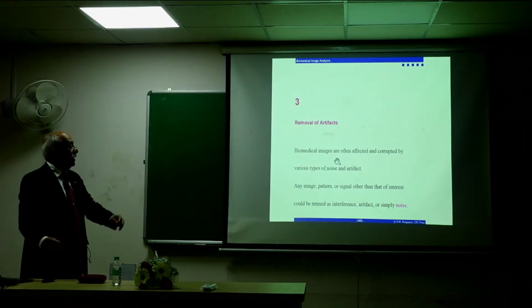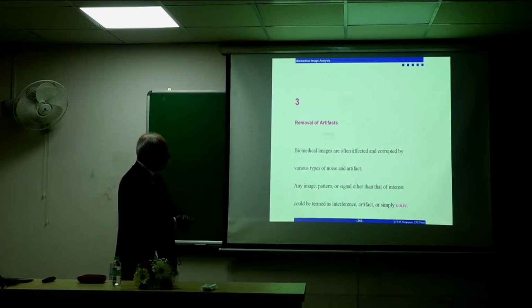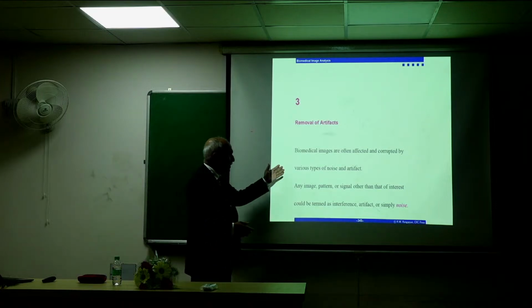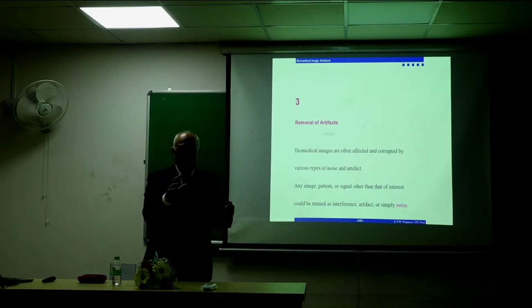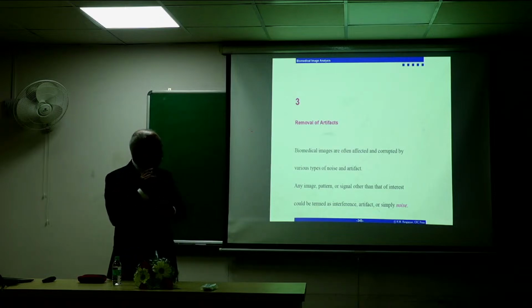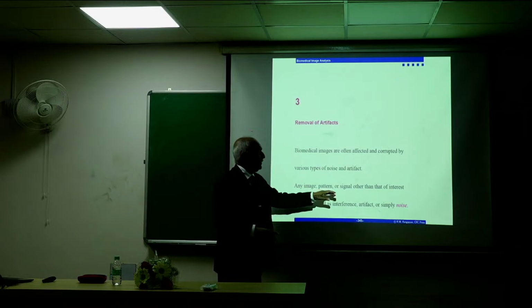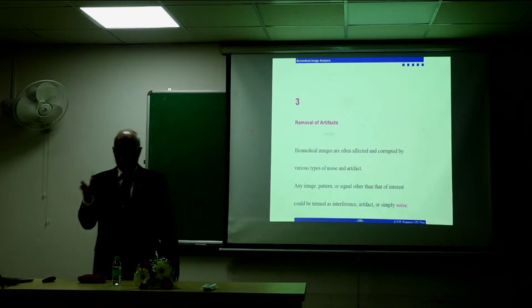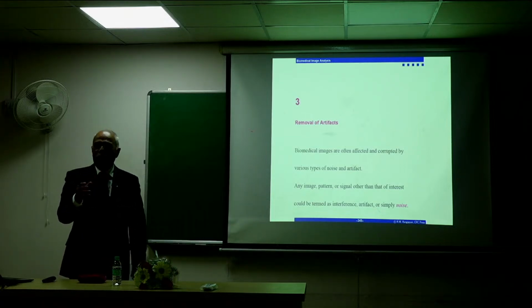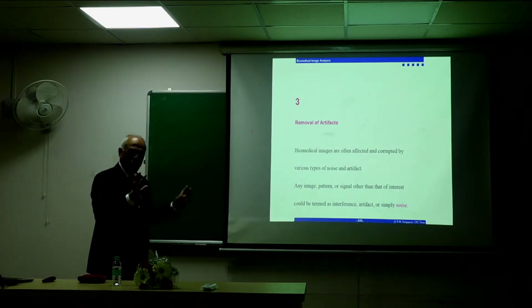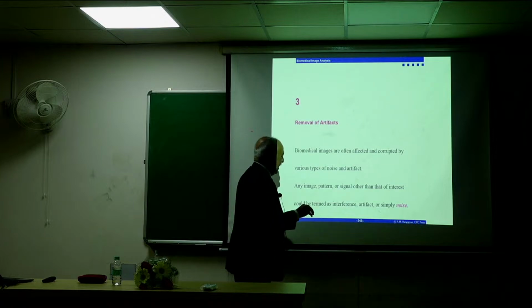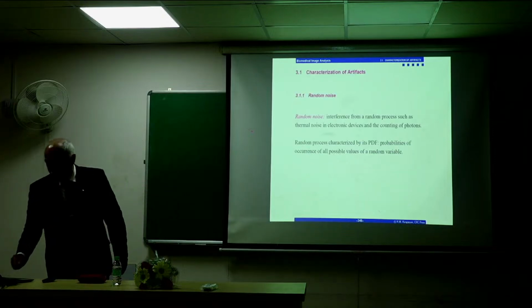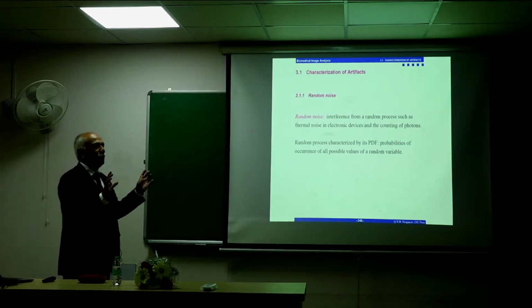Okay, now we go to removal of artifacts or filtering. What are artifacts? There could be noise, there could be some kind of a pattern that you're not interested in. So basically any image pattern or signal other than what is of interest could be termed as interference, artifact, or noise. Usually we assume when you say noise that it's random with zero mean and uniform distribution, but not necessarily so always. Anything that you don't want, like that, somebody scribbled there, that's noise. So that's a general view of noise.